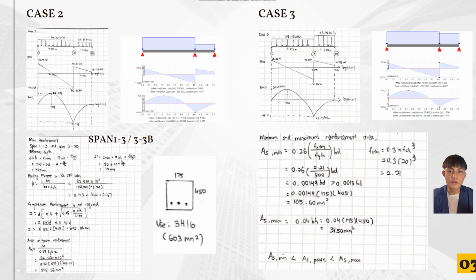For span 1 to 3 and span 3 to 3B, we calculate the main reinforcement as usual. We calculate the effective depth and the bending moment, and the compression reinforcement is not required because the K we calculate is smaller than K balance. So we calculate the Z and the area of the tension reinforcement, and then the minimum and maximum reinforcement area, As min and As max, which is 0.04 times the width of the beam and the height of the beam. So we can get that. The result is okay because As min is smaller than As provided, and As provided is smaller than As max.